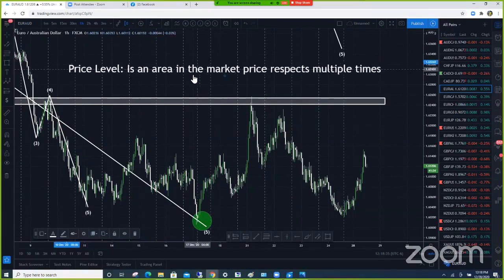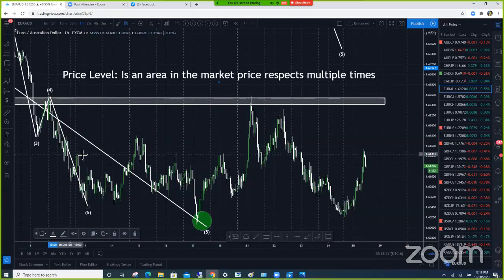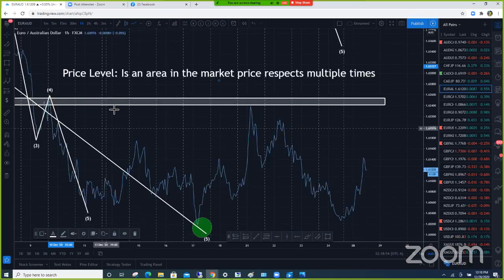So it's an area in the market that price respects multiple times. Now for somebody new, it may be hard to find that area. But what you do to simplify it for you, don't look at the candles. You would look at the line charts.